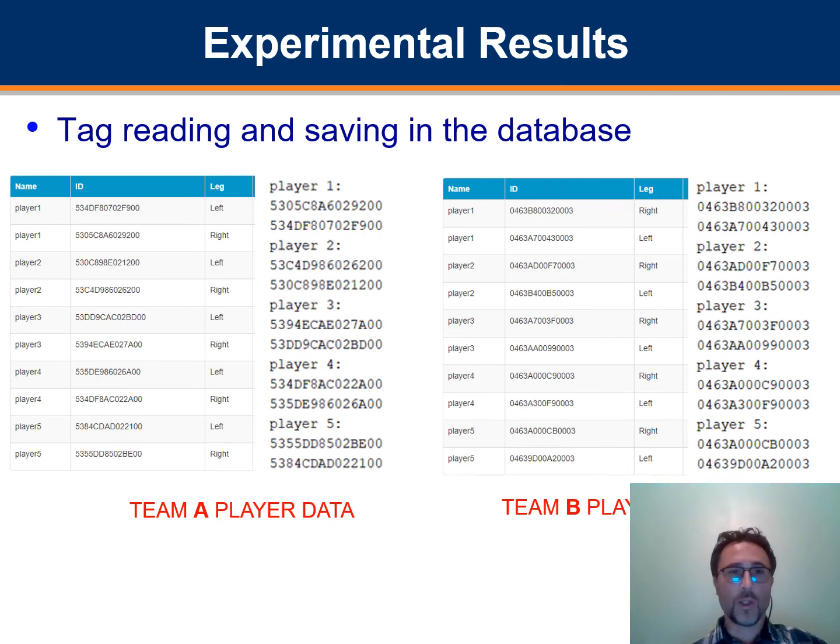We have a picture with the tag readings. As we can see, we have for each player, here we have 5 players in team A, 5 players in team B, and for each player we have the left and right foot identified, and of course on the right side we have here the tags as well when we read them.